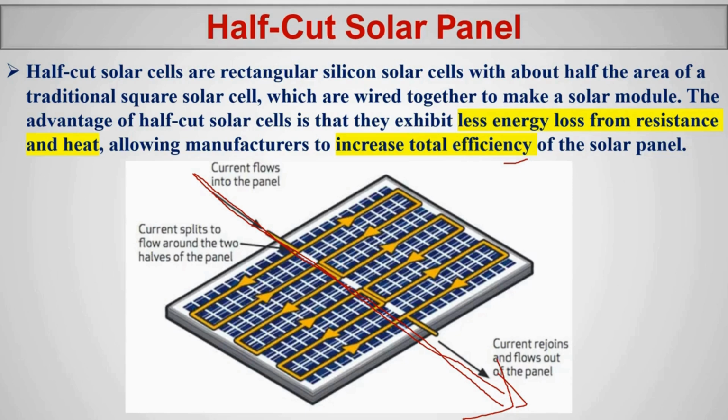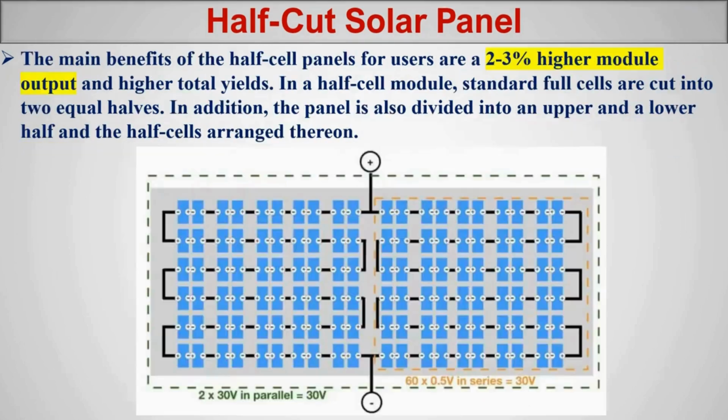Next, you can see clearly what a full cell and a half cell are. In a half-cut solar panel, we are using half cells because we need to double the number of cells. So 2 to 3% power up. The efficiency is increased and there are less heat losses.